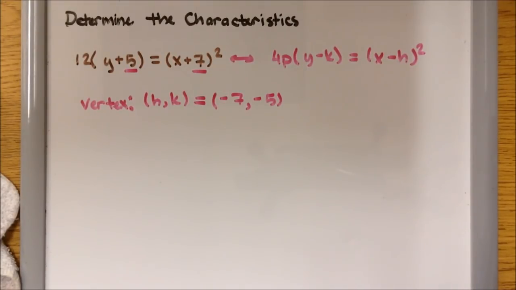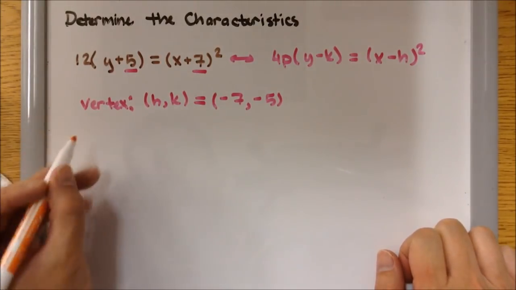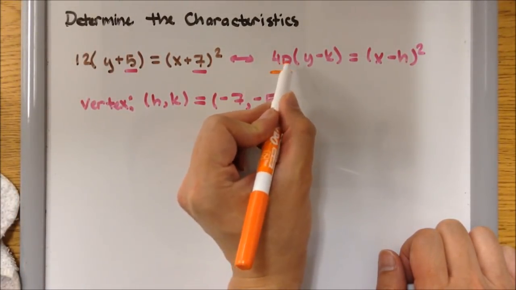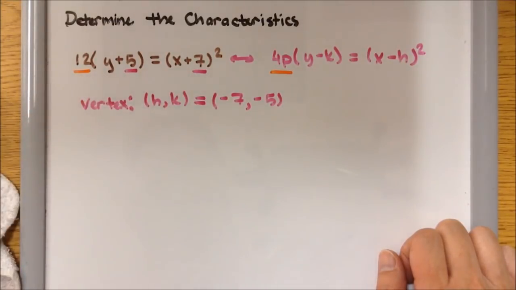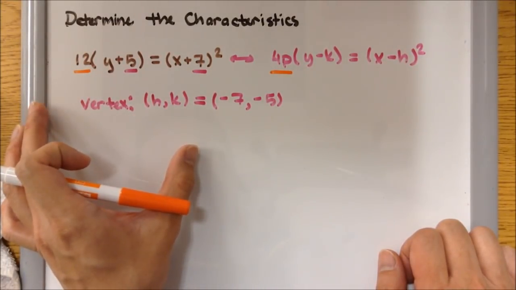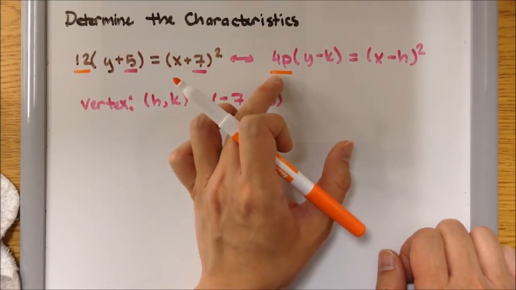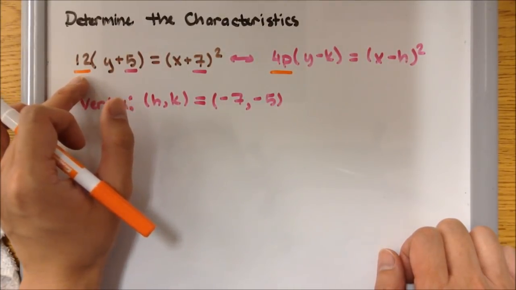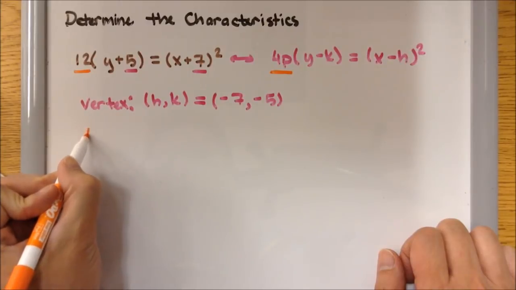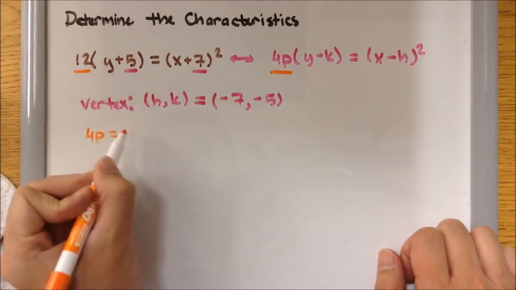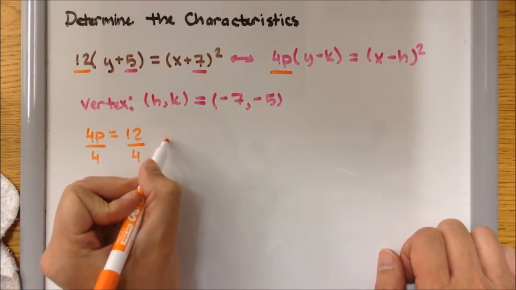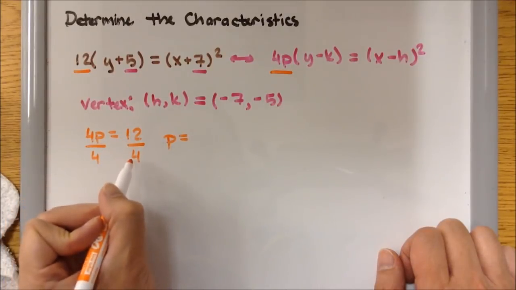Next, we're going to find the focus. For the focus, we have to know the p-value. The p-value in this example is in front of y, so this one right here. In the standard equation, it's 4p, and in our example, it's 12. So I'm going to set 4p equal to 12 and divide by 4. Now p equals 12 divided by 4, which is 3.